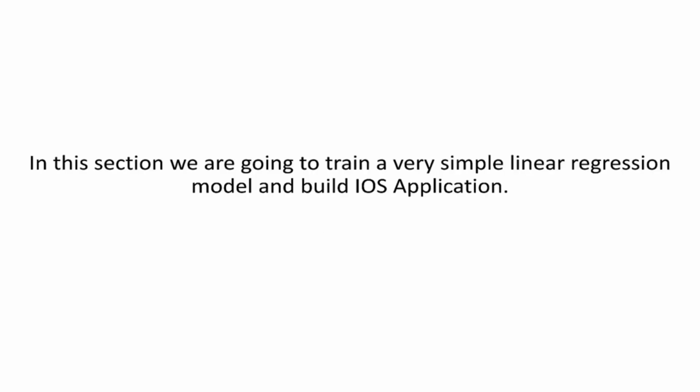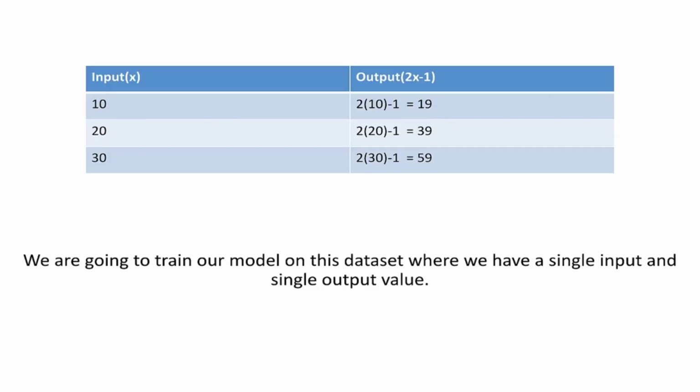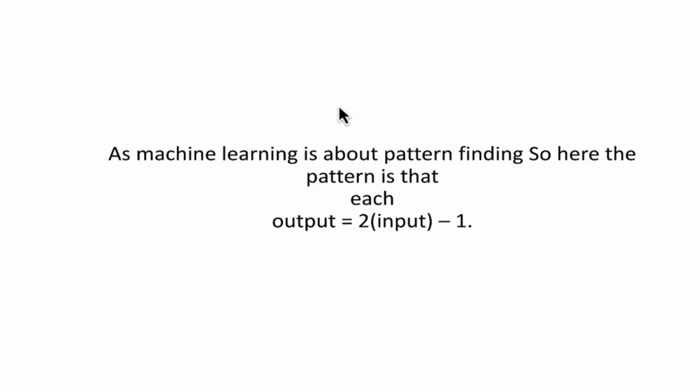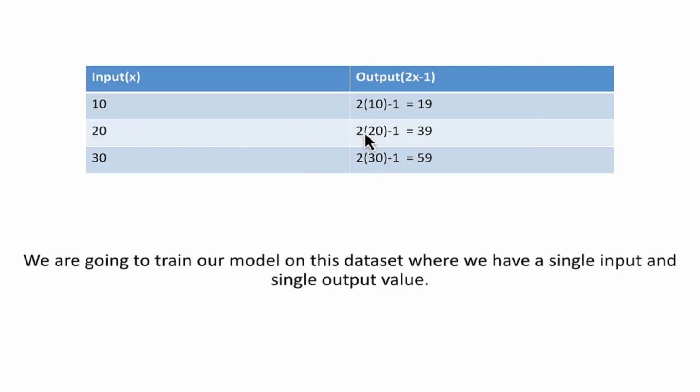Welcome to this section. In this section, we are going to train a very simple linear regression model and build our iOS application. We are going to train our model on this particular dataset, and there you can see we have a single input value and a single output value. Here there is a specific pattern between input and output: each output is equal to 2 into input minus 1. You can confirm this pattern by looking at these values.